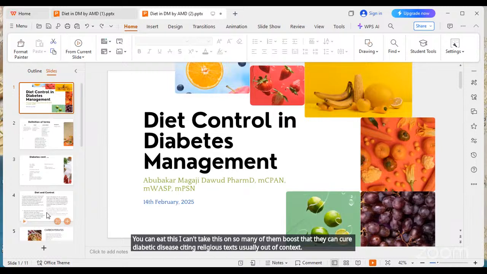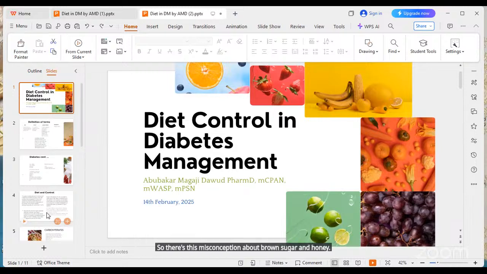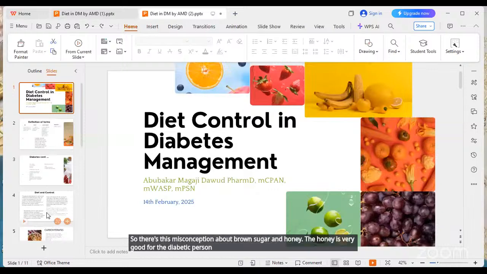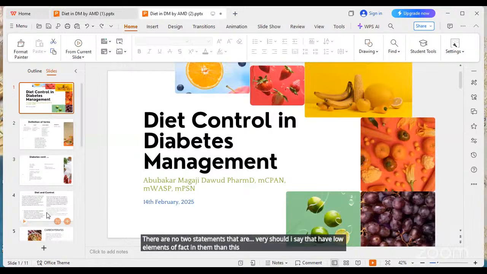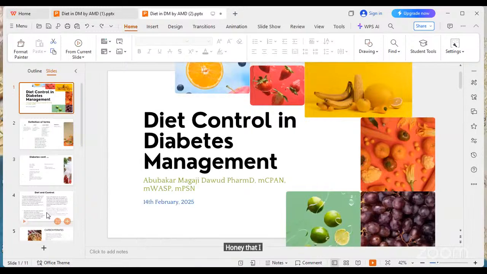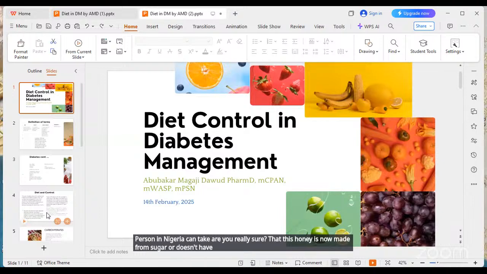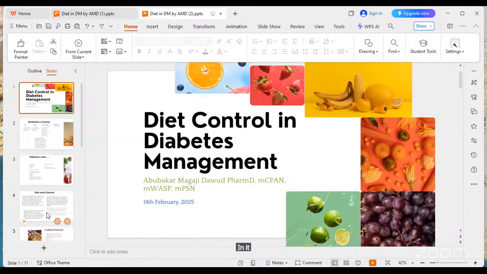So there's this misconception about brown sugar and honey, that honey is very good for the diabetic person, and brown sugar too could be taken. There are no two statements that have lower elements of fact in them than this. Because the honey a person can take, let's even assume that honey is good for argument's sake. But the honey that a person in Nigeria can take, are you really sure that this honey is not made from sugar or doesn't have much sugary content in it? So it's really troubling when people with diabetes tell you that they have been told so.